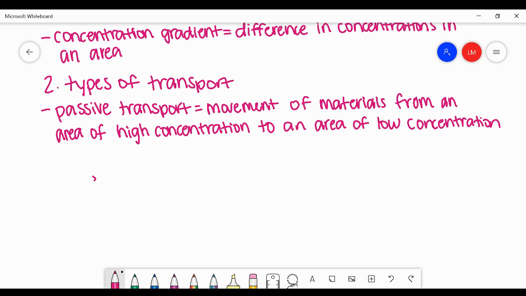What cells want is to have equal amounts of things on either side of the membrane. So when there's a disruption to that and there's more outside than on the inside, you will have more things moving into the cell.